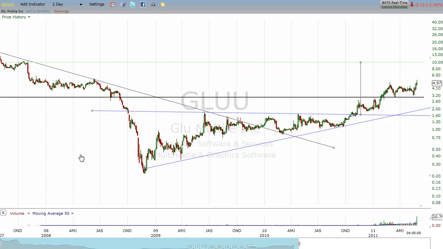So this is a chart of Glu Mobile. They do mobile gaming, and I've made a couple trades in Glu, some pretty good ones, and it looks like Glu has made a pattern that's known as a triangle bottom, an ascending triangle. The top is pretty flat, but the bottom rises, and that broke out. And if you know the story, you know that I'm expecting Glu to get to 10.